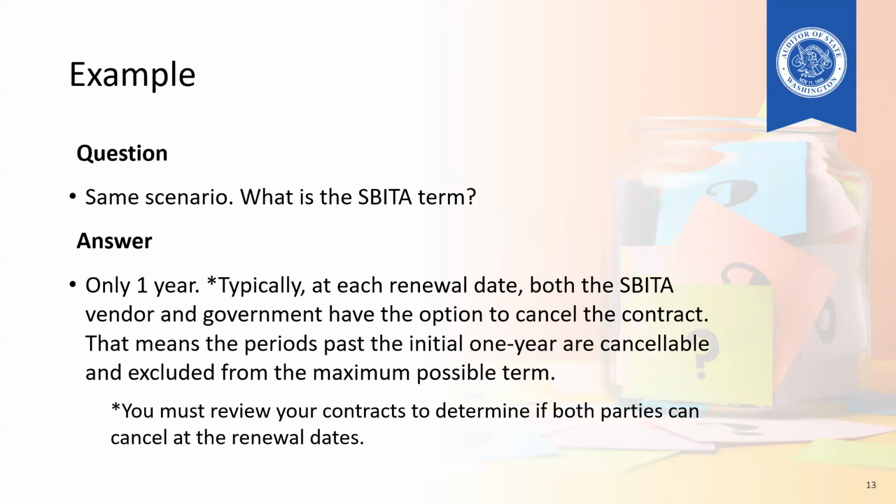Again, I want to remind everyone to look at your individual contracts. If both parties do not have the option to cancel at the renewal date, that would be a different scenario. Also, if your government signed a contract for longer than 1 year, that would not be short term either. You really have to look at your own contracts to determine this.